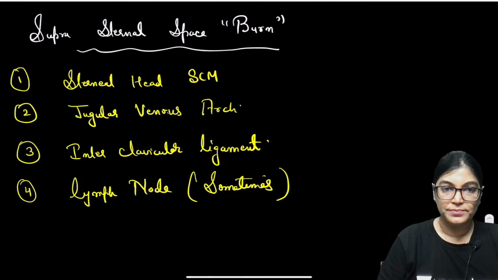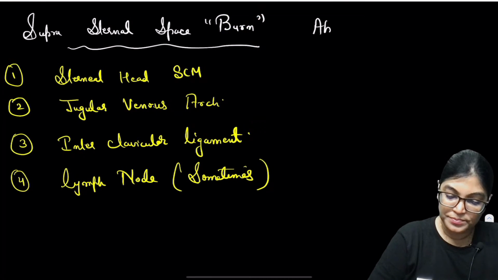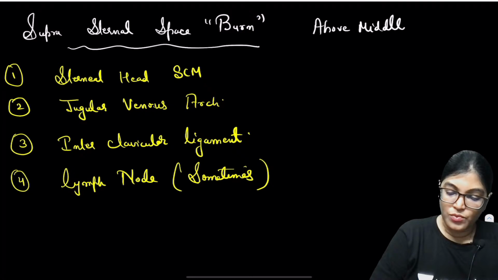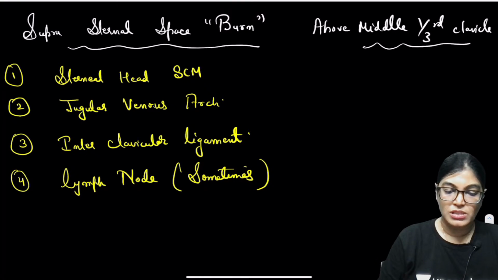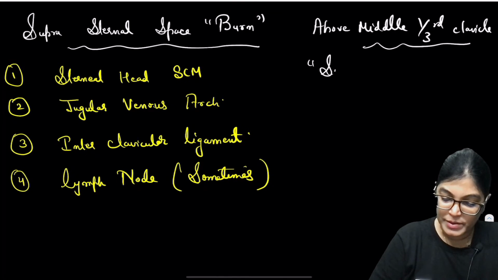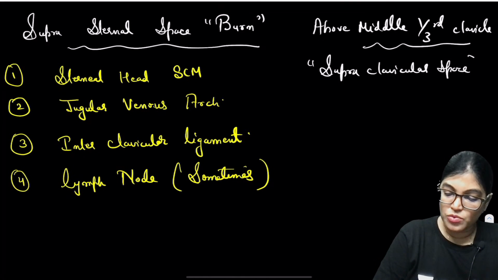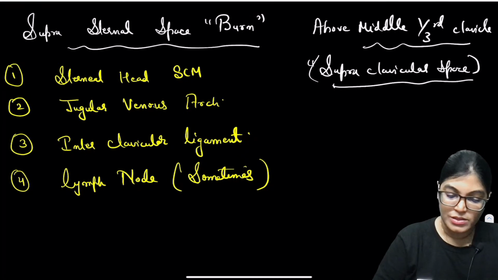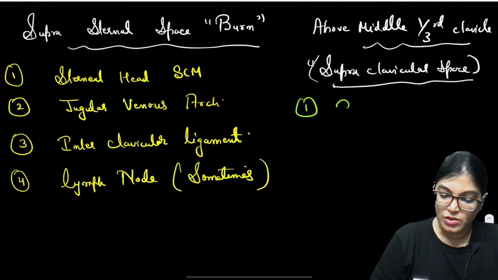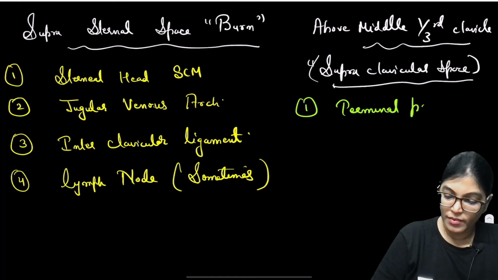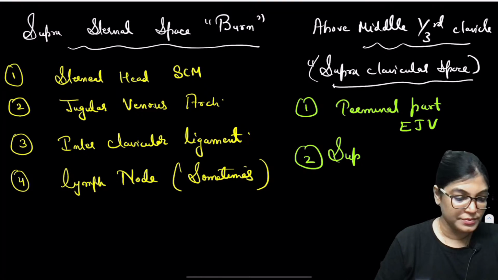Above the middle 1/3 of the clavicle, as I told you, it again splits into two layers, anterior and posterior, and here it encloses a space called the supraclavicular space. In the supraclavicular space it encloses two important structures: the terminal part of the EJV, that is the external jugular vein, and the supraclavicular nerve.